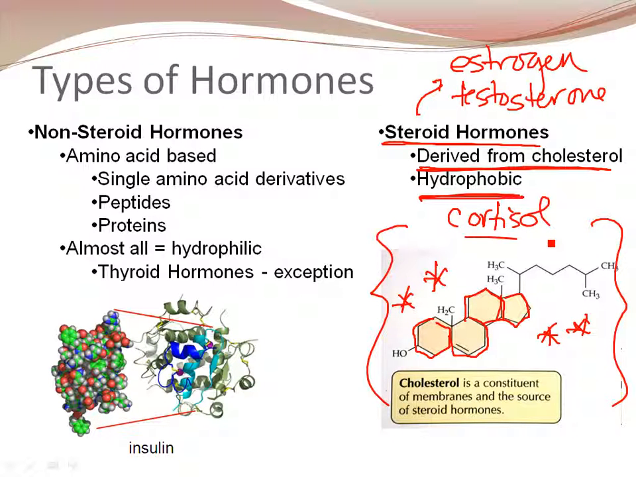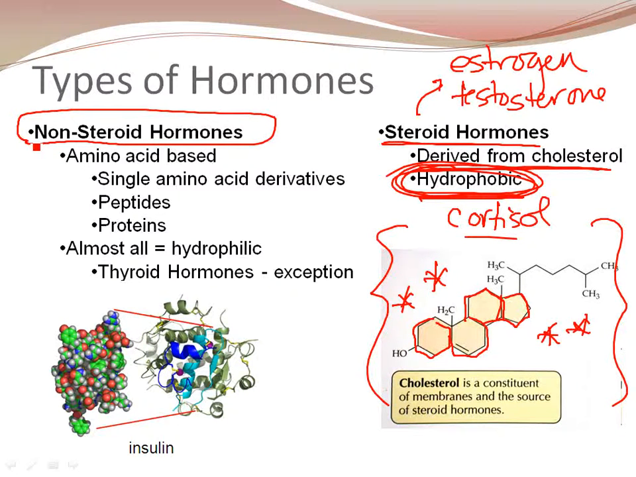So those are your steroid hormones, and I want you to keep in mind that they are hydrophobic, because that winds up being key to how they cause their effects on their target locations in your body. Now, for the bulk of this particular video lecture, though, we're going to talk about non-steroid type hormones or amino acid based hormones. These are hormones that are built from or derived from amino acids.